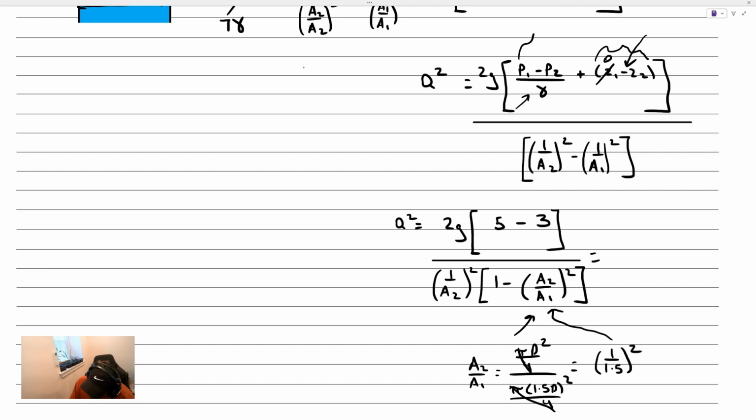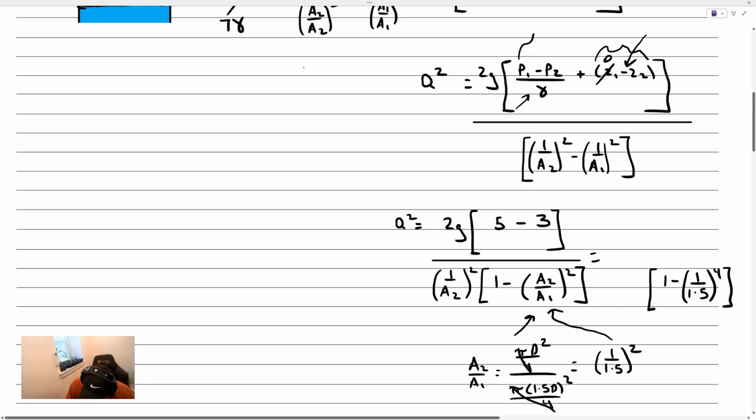Now that's a ratio of areas. I'm going to square it again when I stick it back in there, because that just represents the single ratio of areas, but I want that term squared. So I have a 1 minus 1 over 1.5, essentially raised to the fourth power inside, and a 1 over A2 term squared.